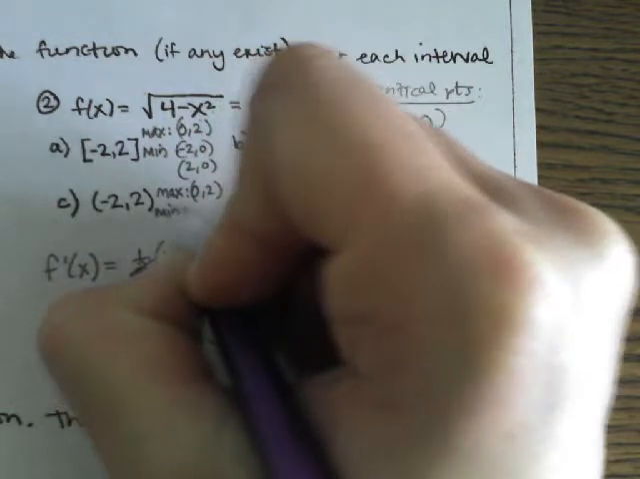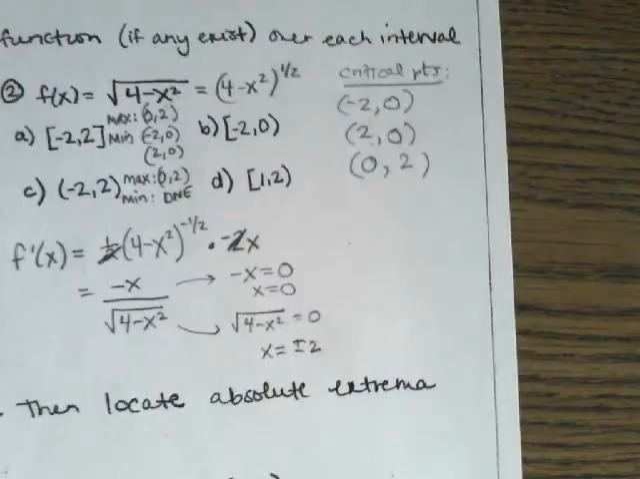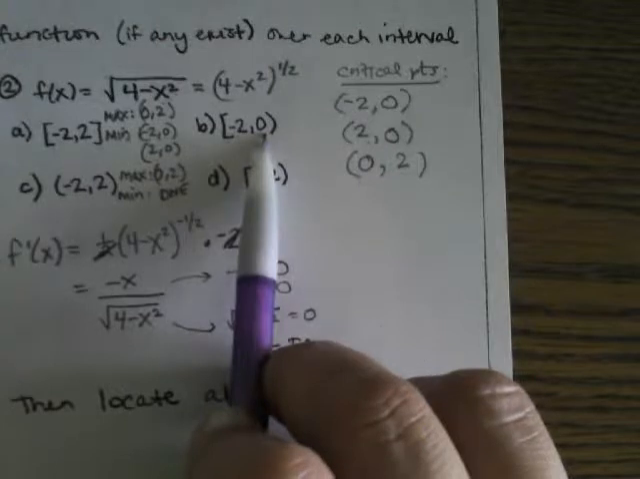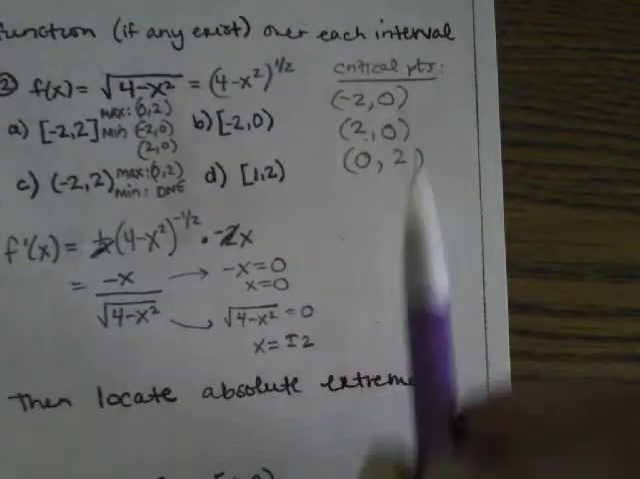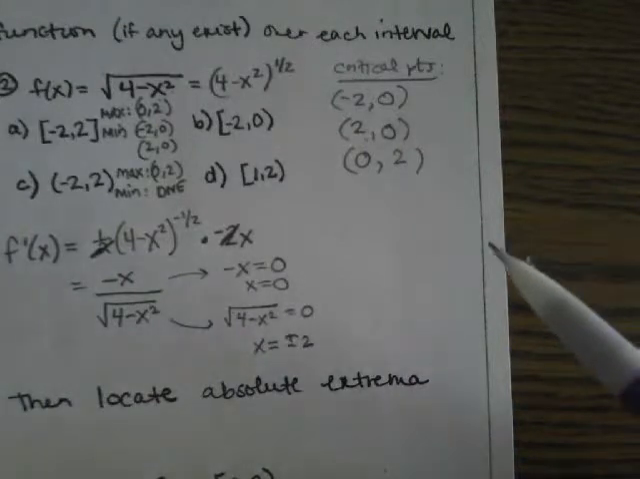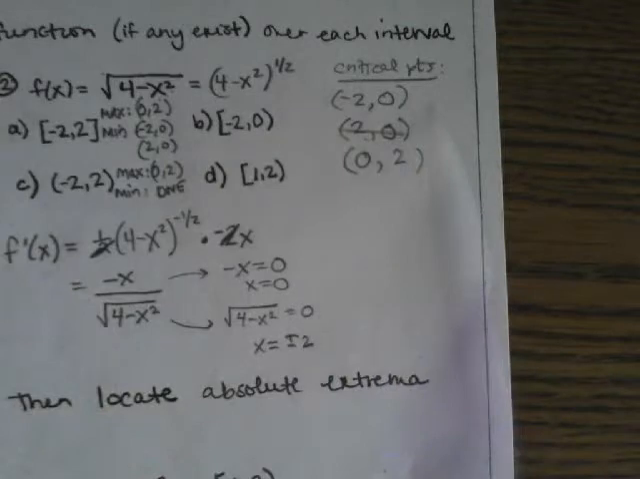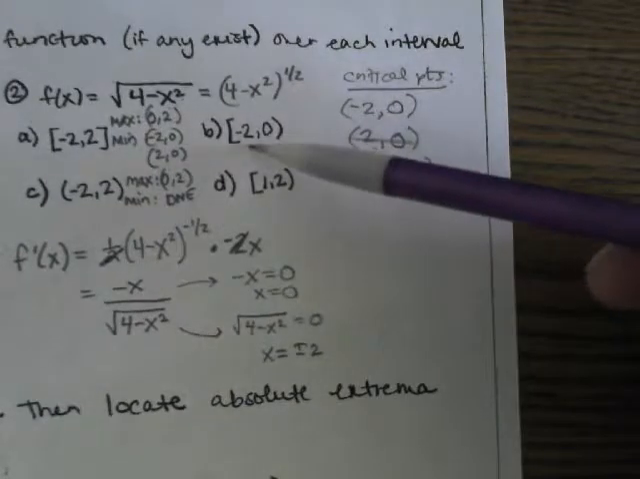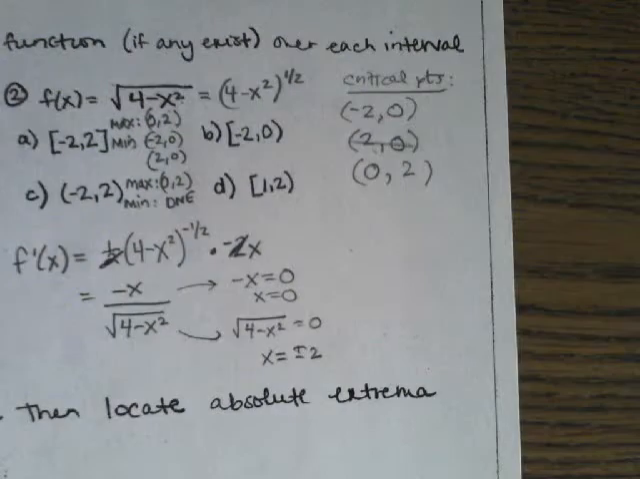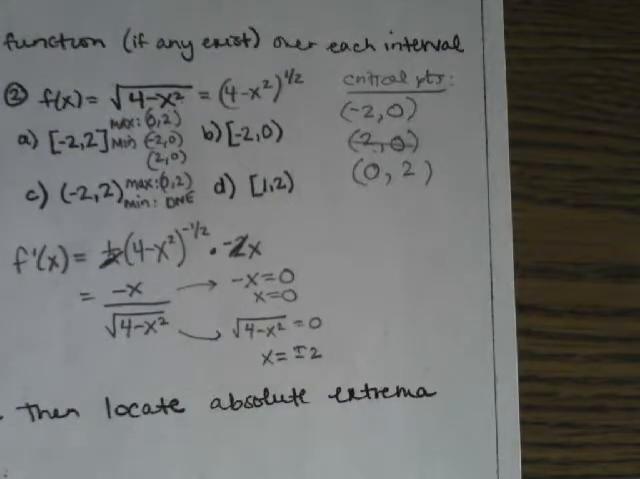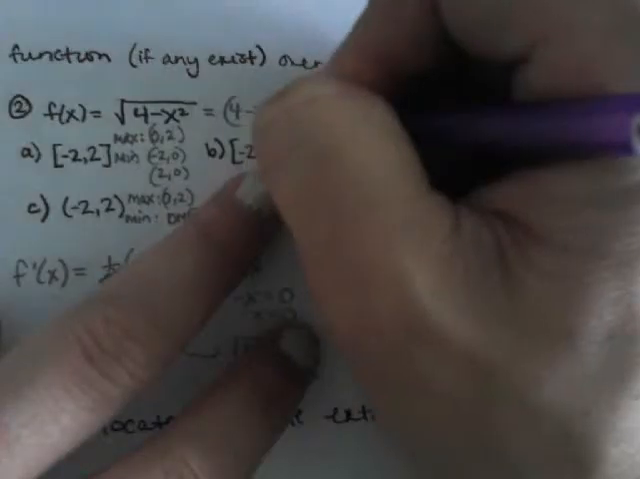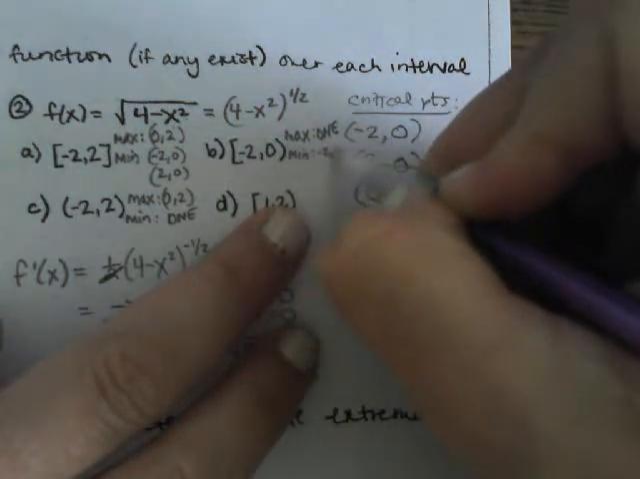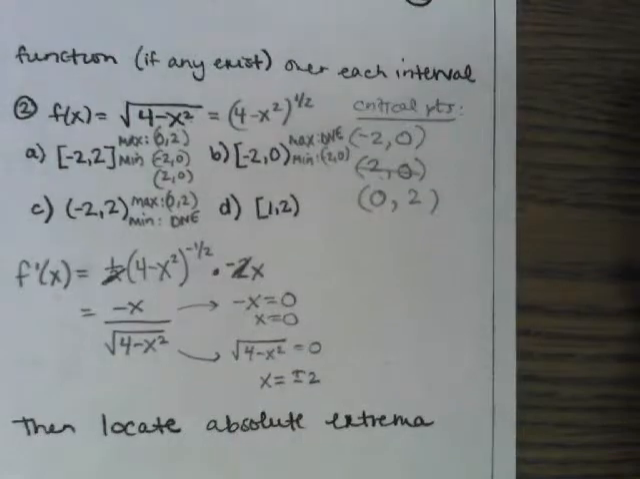Now when we jump to B, our interval is only going from negative 2 to 0. So which of these points am I now going to not consider because it's not in our interval? (2, 0). Also, I'm including the negative 2 endpoint and I'm not including the 0 endpoint. So what is our maximum? Does not exist. Good. And what is our minimum? Good. So the max would have been (0, 2), but the 0 end of this interval is open.